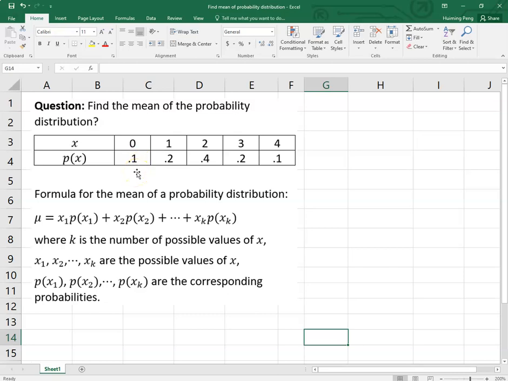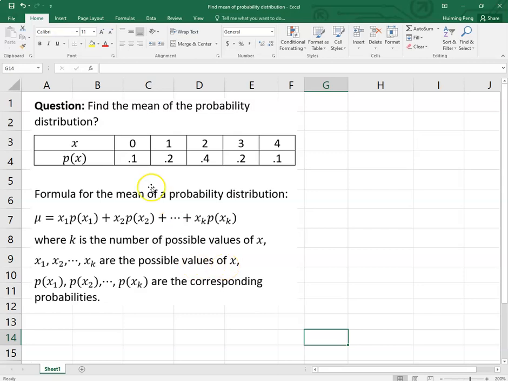Excel does not provide a function for us, so we have to use the original formula to do the calculation ourselves. Here's the formula for the population mean. We have x, we have P(x), we have k. What does it mean? k is the number of possible values of x, which means how many possible values. So in our example it is 1, 2, 3, 4, 5. So k is 5. x1, x2, ..., xk are the possible values of x.